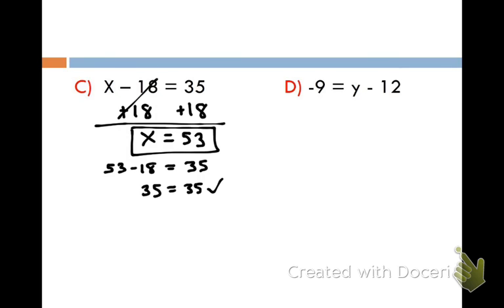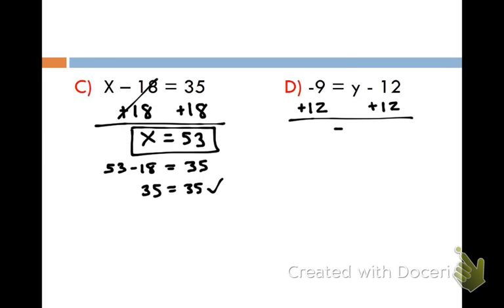What's my variable? 12. I mean y. Y. What is keeping y from being by itself? Negative 12. So what's the inverse operation of negative 12? Positive 12. What else do I do? And you put plus positive 12 again. Okay, put it on the other side because we've got to be fair to both sides.